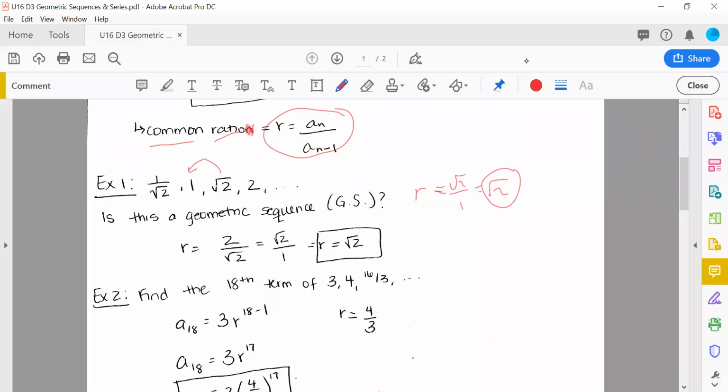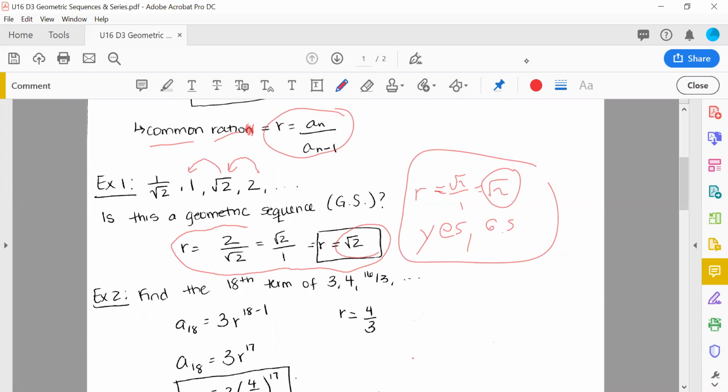But don't do it just once, all right? Don't just calculate R one time. Calculate it at least 2 times. What if I did the third term divided by the second term? Well, that's what Mrs. Middleton did right here. 2 divided by root 2, then you rationalize and you end up with R equals root 2. So you got R equals root 2 twice. So the answer is yes. This is a geometric sequence, and R equals root 2.